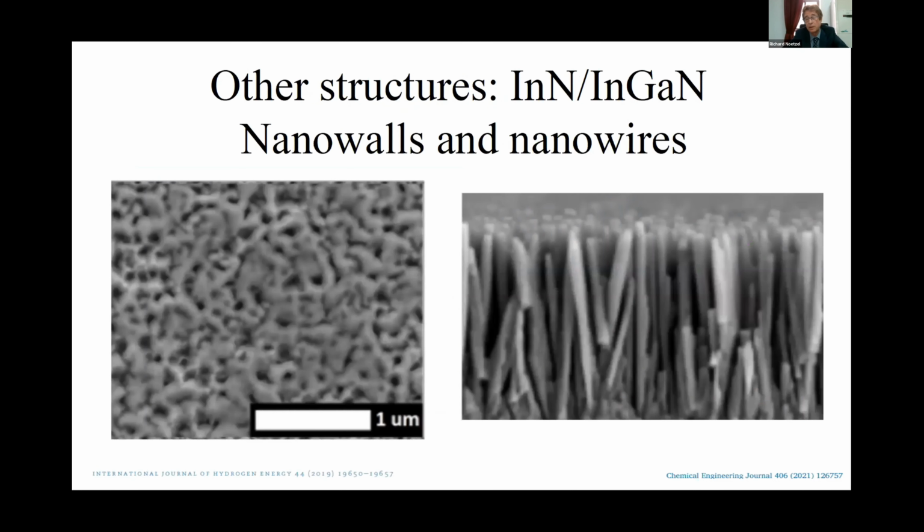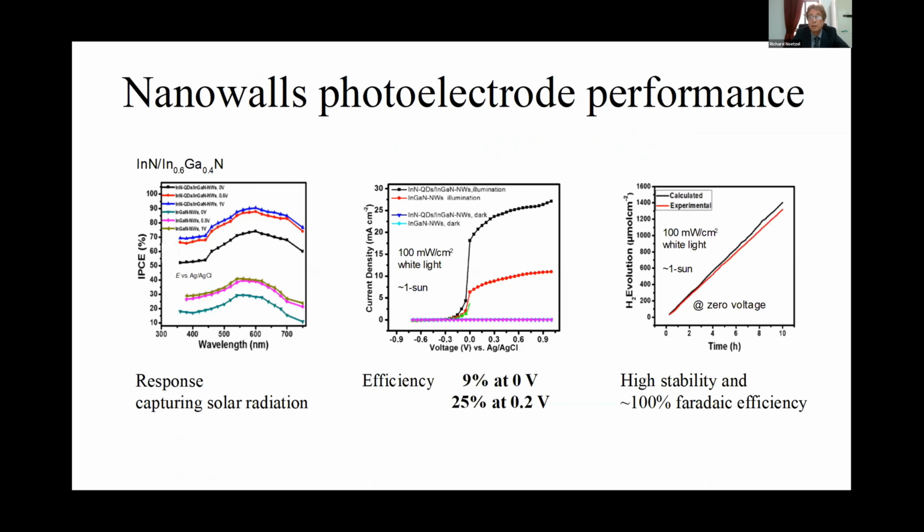Other structures we have investigated include nanowalls and also nanowires. On the left SEM image, you can see an example of nanowalls, and on the right, indium gallium nitride nanowires. This is the behavior of a nanowall photoelectrode. Again, on the left, the incident photon to current efficiency covers the solar spectrum, the peak of the solar spectrum, because of the optimum band gap.